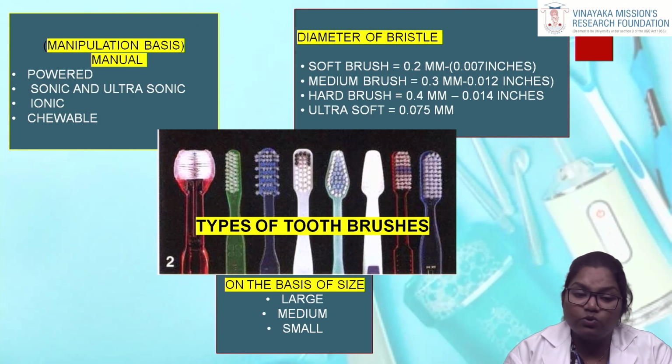Based on the different types, the toothbrush can be classified. First, how we are going to use it: whether it's going to be manual, powered, sonic or ultrasonic, ionic or chewable. So based on the manipulation, these are the types by which the toothbrush is classified.